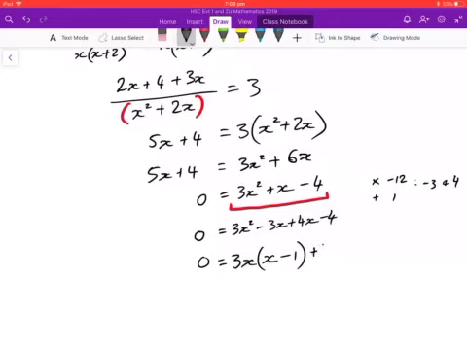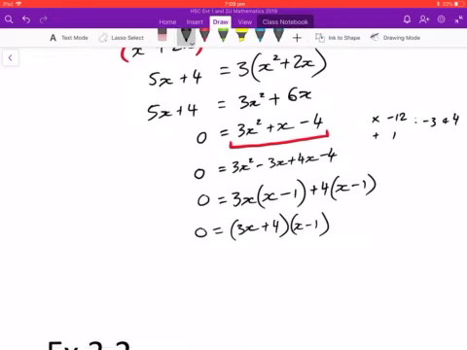3x(x minus 1) plus 4(x minus 1) is equal to, factorizing in pairs, (3x plus 4)(x minus 1) is equal to 0. Now we're solving a quadratic equation. We should all know how to do this. What is it that makes this bracket 0? What is it that makes this bracket 0? The easiest way to do it is the following: 3x plus 4 is equal to 0. The idea is that if something's 0, no matter what you multiply it with, the whole thing is going to become 0. 3x is equal to minus 4, x is equal to negative 4 on 3. That's one of my results.